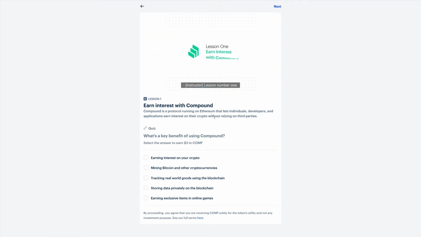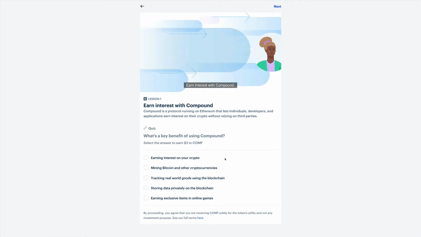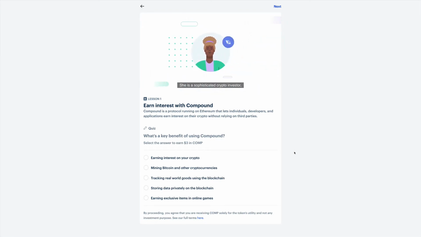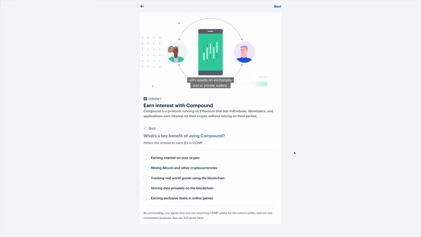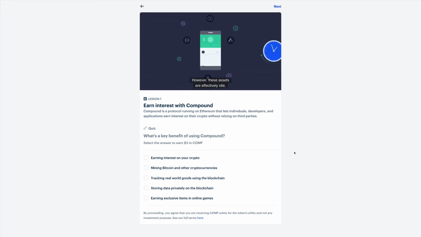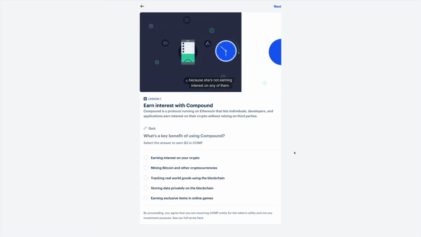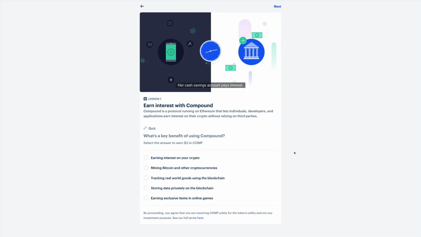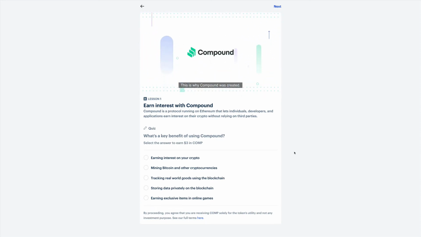One, earn interest with Compound. This is Maya. She's a sophisticated crypto investor with assets on exchanges and in private wallets. However, these assets are effectively idle because she's not earning interest on any of them. Her cash savings account pays interest. Why can't her crypto? This is why Compound was created.